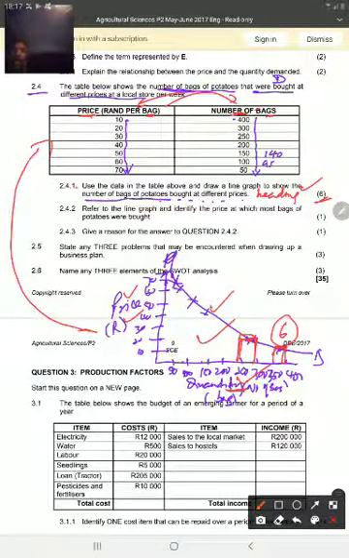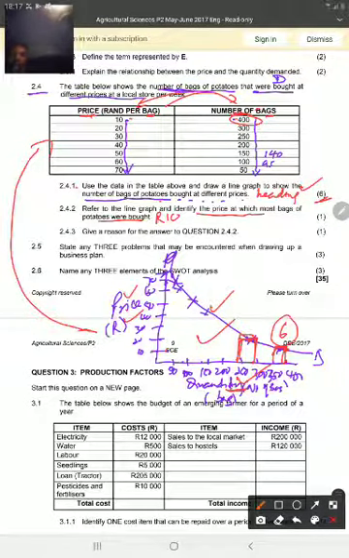Okay, let's continue. Refer to the line graph and identify the price at which most bags were bought. Price at which most bags were bought. 400 bags were bought at the price of 10 rand. So the answer here is 10 rand. You can see even here, most bags, 400 bags, were bought at the price of 10 rand.